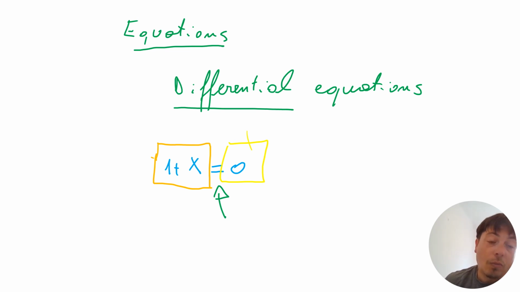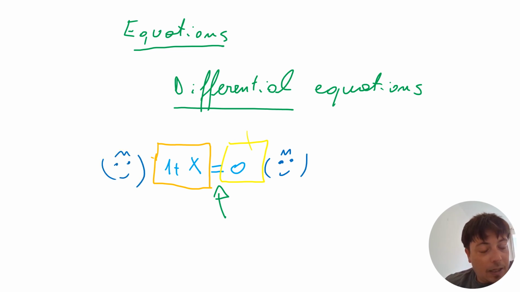So the thing that you need to remember is whatever happens on this side here must happen on the other side as well. Otherwise, the equation drops out and it's not an equation anymore. So if the left side is smiling, the right side is smiling. If it's not smiling, this guy is not smiling as well.